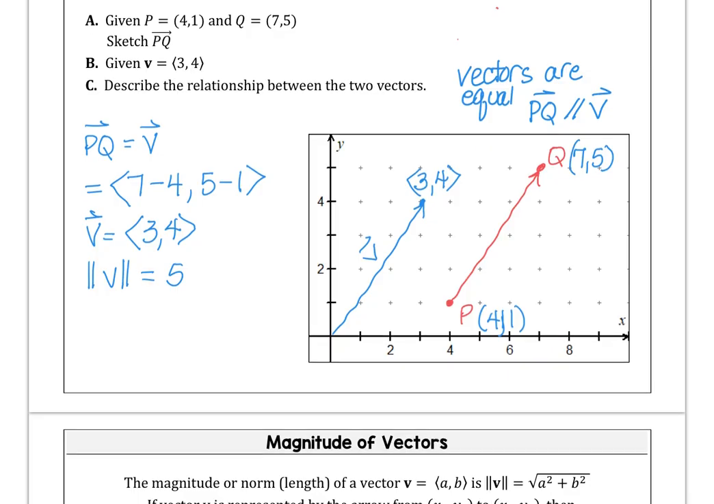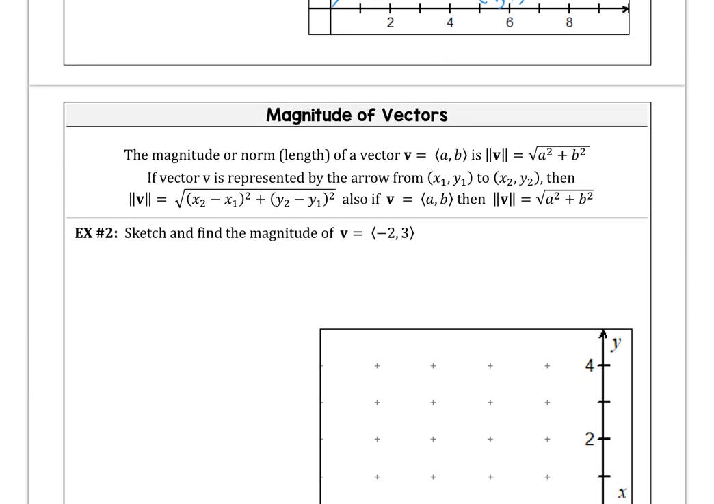Let's talk about magnitude here. The magnitude or norm of a vector is given in component form. You can see component form. How do we find magnitude? It's the same as finding the hypotenuse on a right triangle. If vector v is represented by the arrow from (x, y) to the second (x, y), then the magnitude can be found using the distance formula. And we also know, if we're given component form, vector v can be used with the Pythagorean theorem.